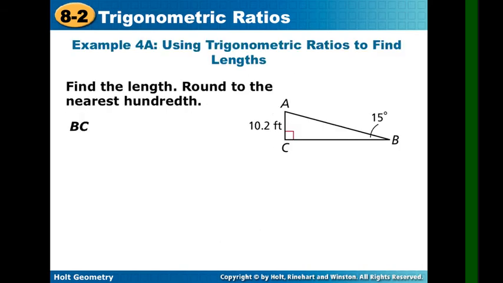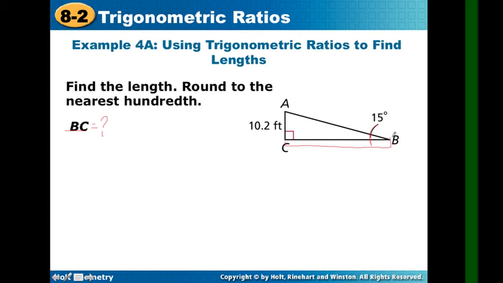Okay, now let's have this example. Find the length, round to the nearest hundredth. So we're looking for the length. Given that we have 10.2 feet for AC, and given that we have 15 degrees for angle B, we're looking for the BC. Hinahanap natin ano ang length ng BC. So, we will use a trigonometric ratio here. We have BC and we are looking for BC. Ano kaya ang measurement or length ng BC, no? Kung titignan natin, ito yung hinahanap natin.